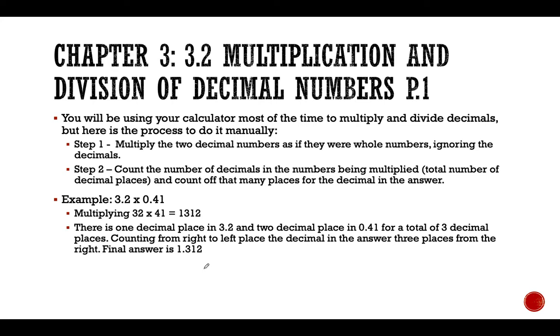As an example, 3.2 times 0.41. Ignore the decimals and just multiply 32 times 41. That equals 1,312. Now let's count the decimal places. There's one decimal in 3.2 and there are two decimals in 0.41. That's three total decimal places. So from the right, count three decimal places and place the decimal between the 1 and the 3. So your final answer is 1.312.